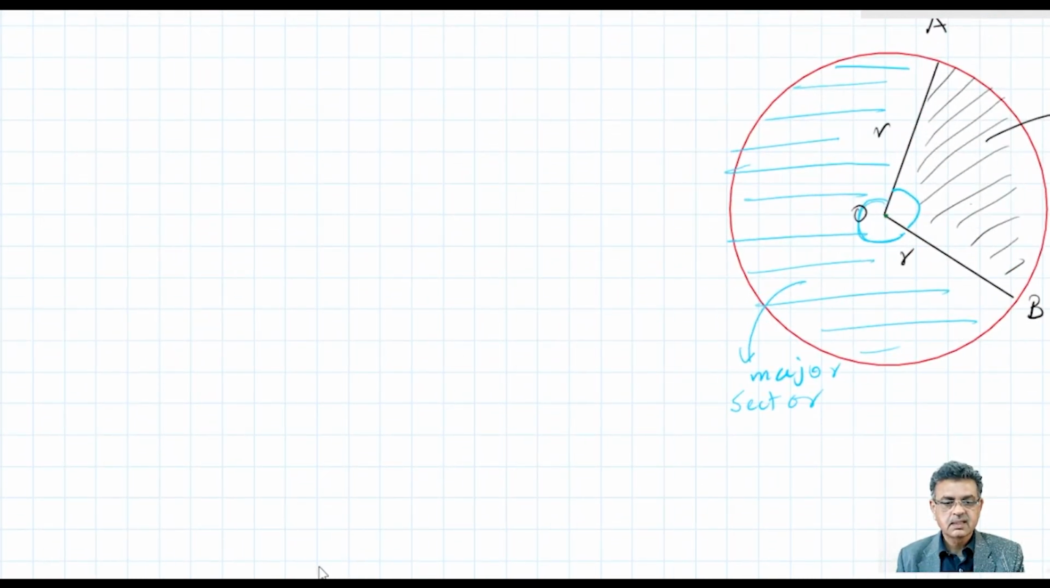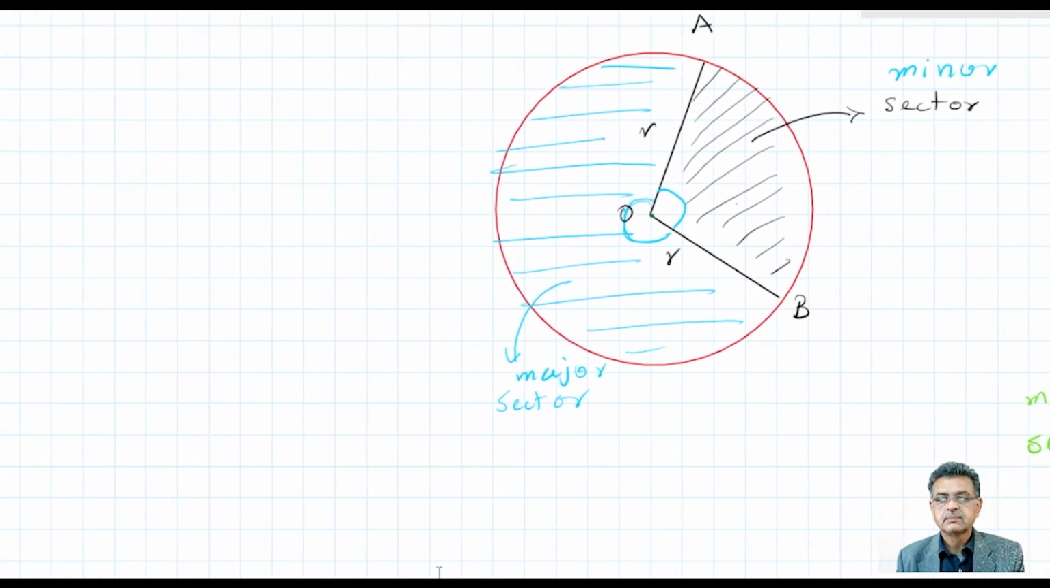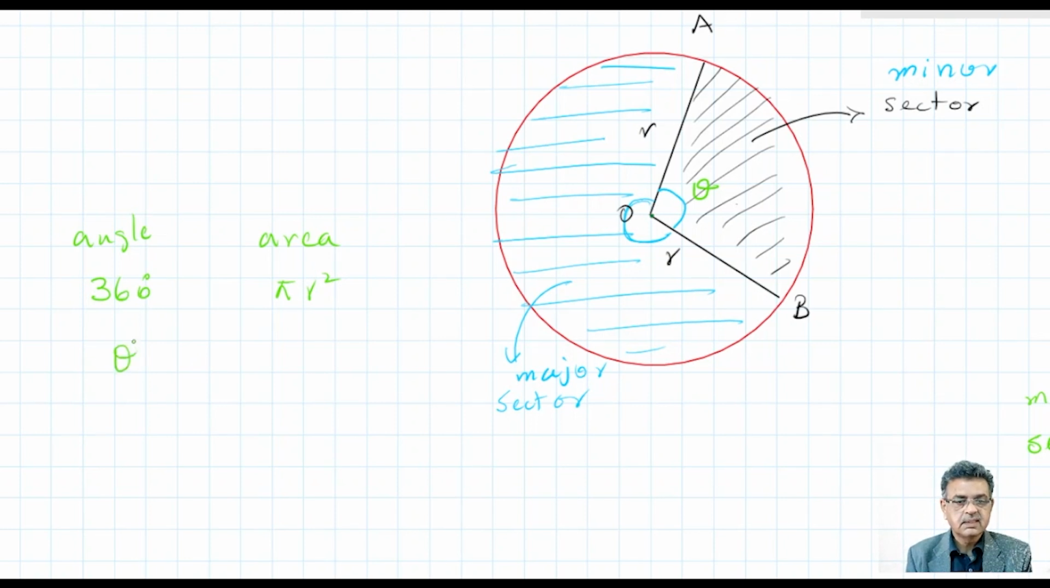Okay, second, we have discussed here, that is area of sector, this one. Now if this is angle theta, then once again ratio of angle and area. If angle is 360 degrees, area is pi r square. If angle is theta degrees, area is, let's say, A.